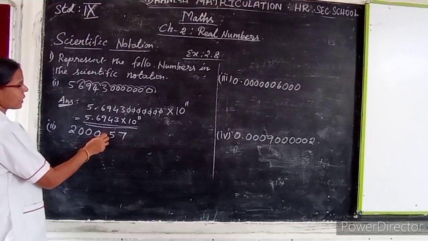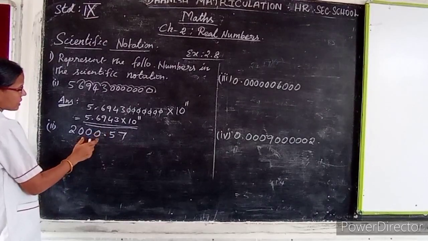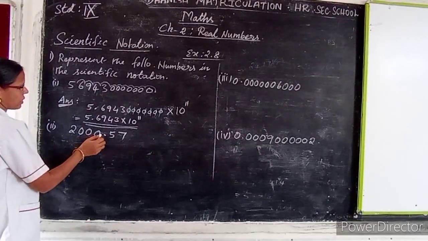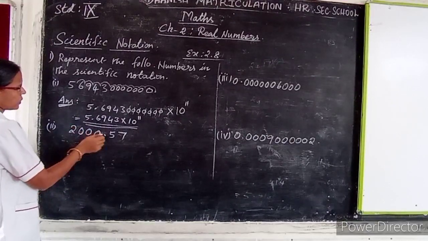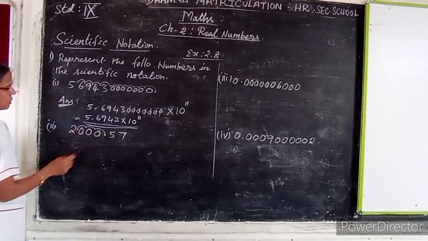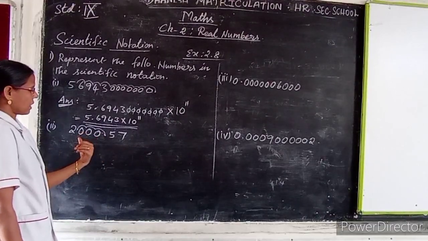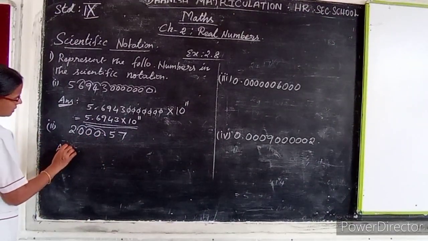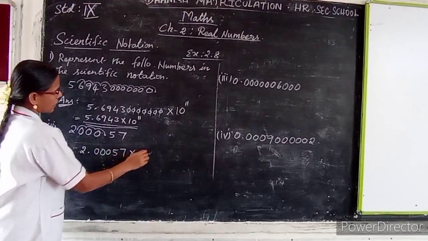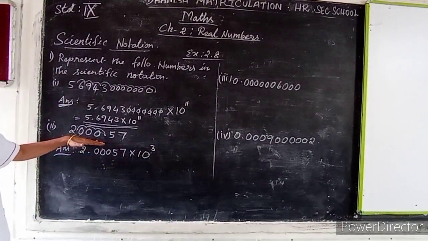Second solution: 2000.57. Already 57 is in the decimal place, so our decimal point is here. This is one decimal number. We should write the decimal number in scientific notation. So we just move the point from here to here. How many places do we move? 1, 2, 3. 3 places we want to move. So we move the decimal point from its original position to the left side. So the answer is 2.00057 into 10 to the power, how many places we move? 1, 2, 3. 10 to the power 3. This is the scientific notation for the given decimal number.